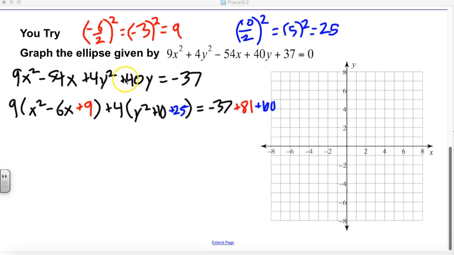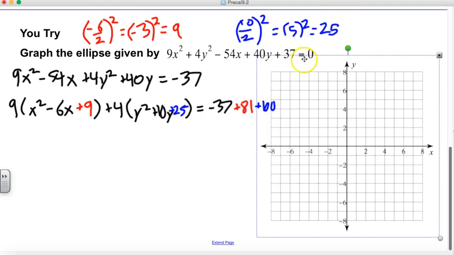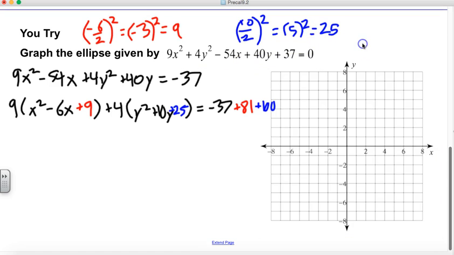I'm going to take out a 4, because 4 will go into 4 and 40. That leaves y squared plus 10, and that should be a y right there. So y squared plus 10y. And so we take half of 10 and square it. That's 5 squared, and that's going to equal 25. So we add in 25.